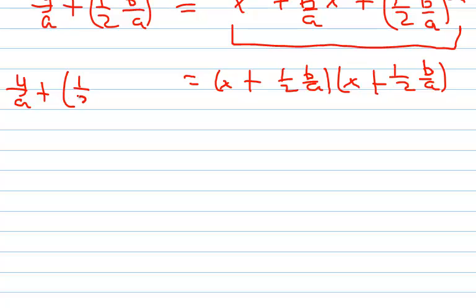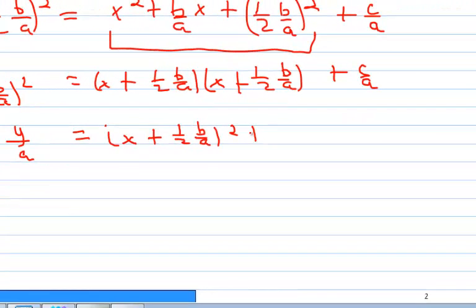I'm just going to rewrite the left-hand side. Now I want to get y all by itself. To do that, I'm going to first subtract this term from both sides. That gives me y over a on the left. I'm going to rewrite this as a perfect square, which is x plus 1/2 b over a squared, plus our c over a minus the 1/2 b over a squared. Keep these together. Now we still need to get y all by itself, so I'm going to multiply both sides of the equation by a.